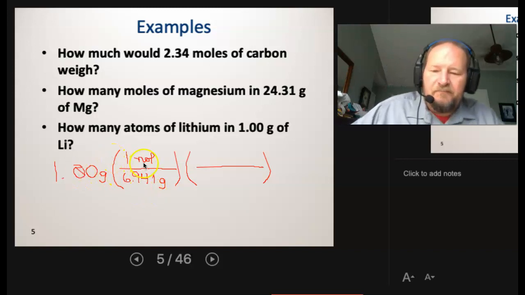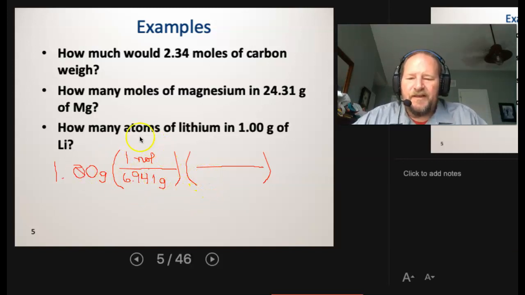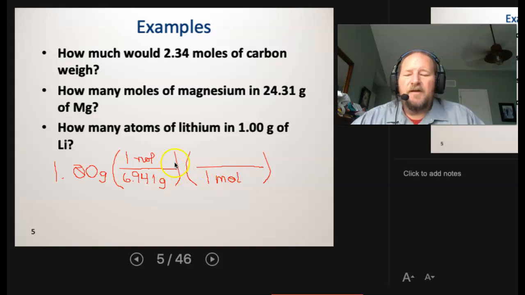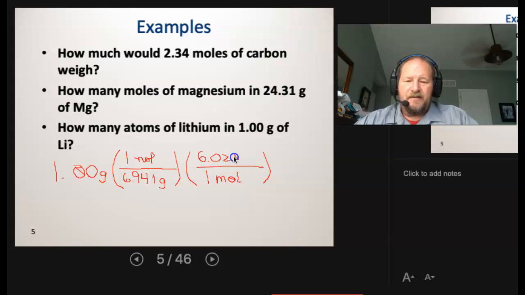And that's going to get me to moles of lithium. Now I don't want moles of lithium, I want atoms of lithium. So for every 1 mole of lithium, it's going to be 6.02 times 10 to the 23rd.